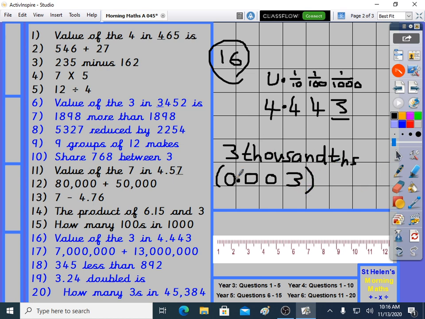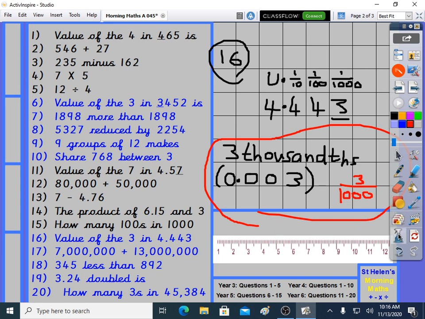3 thousandths is 0.003. The fractions answer as well is 3 over 1,000, because it's in the 1 over 1,000 column, but there's 3 of them. So 3 over 1,000. So 3 different answers, all worth the same but look different.